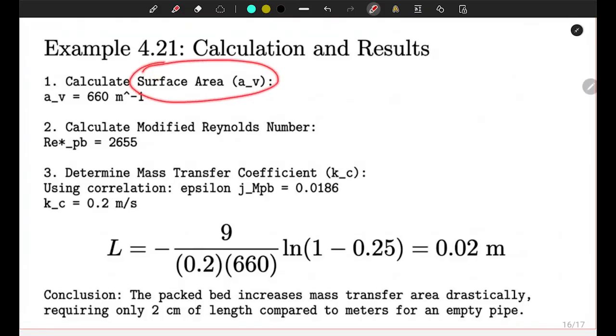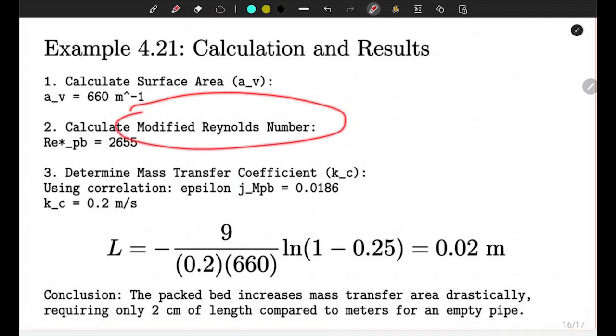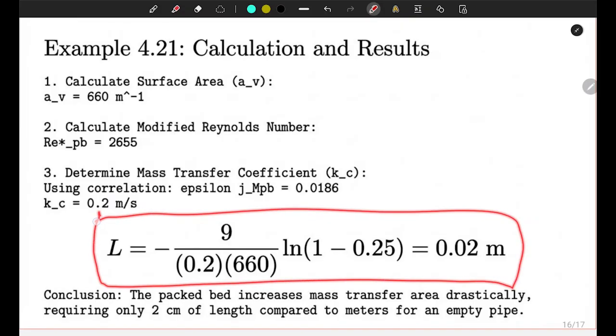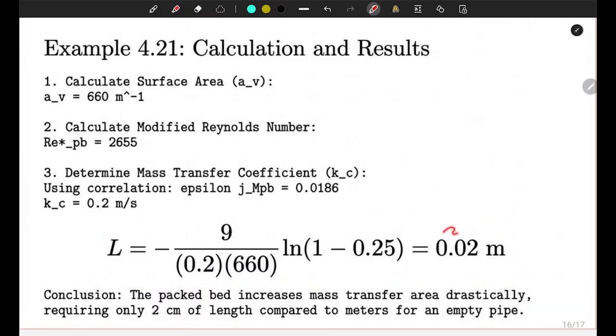First of all, we will calculate the surface area. The surface area comes out to be 660 meter inverse, and then we will calculate the modified Reynolds number. The Reynolds number of the packed bed comes out to be 2655, and then we have to determine k_c, the mass transfer coefficient, using the correlation in terms of epsilon j_mpb, which comes out to be 0.0186, and from that we get k_c equal to 0.2 meter per second. By putting all these values in this equation, we get the length required for 25% saturation, which comes out to be 0.2 meter.